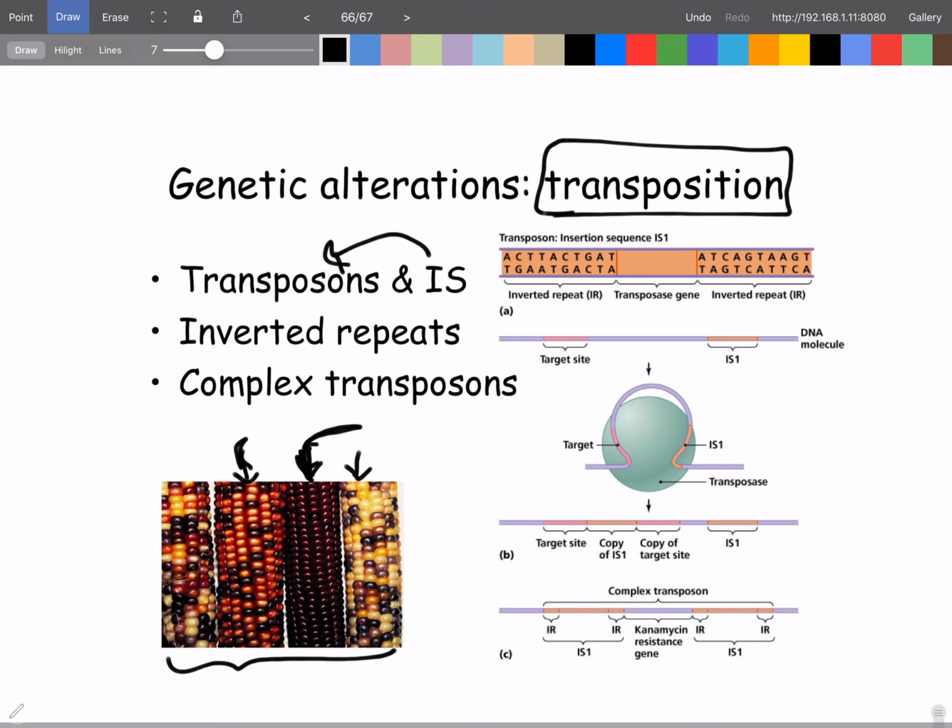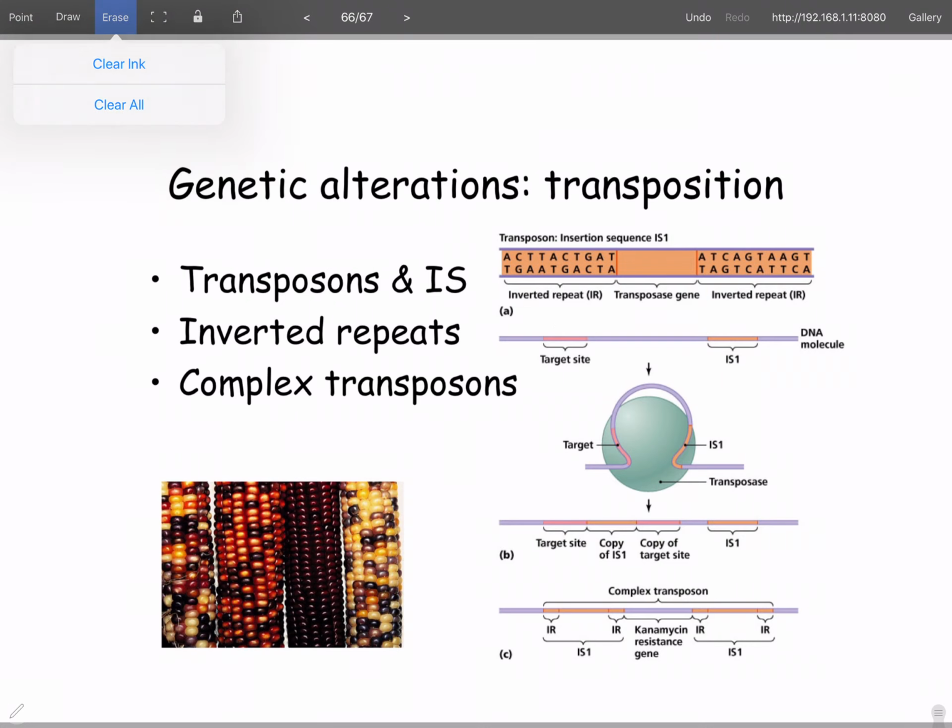So let me show you what IS elements do. IS elements like this one here, IS1, which was actually the first one discovered in bacteria, they're numbered according to the order in which they're discovered, can mobilize itself. So it can copy itself and actually move into a new target sequence. So you see this IS1 element right here on the DNA, and this is just showing you folded up. And it's folded around a protein called a transposase, right, that catalyzes its movement.